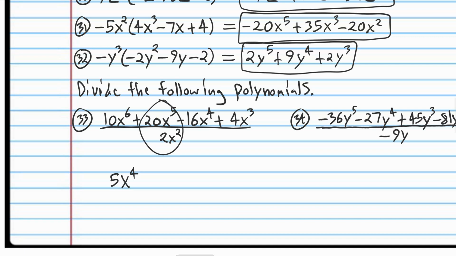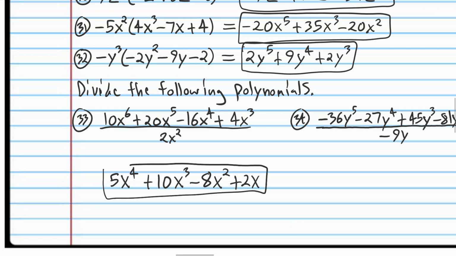Now we're going to move to this term. 20 divided by 2 is 10. And x to the 5th over x to the 2nd, 5 minus 2 is 3. Negative 16 divided by 2 is negative 8. 4 minus 2 is 2. 4 divided by 2 is 2. x to the 3rd divided by x to the 2nd is x. And there you go. So as you can see, again, we have another example of something that's really not that difficult. But this is extremely important in the beginning algebra curriculum.